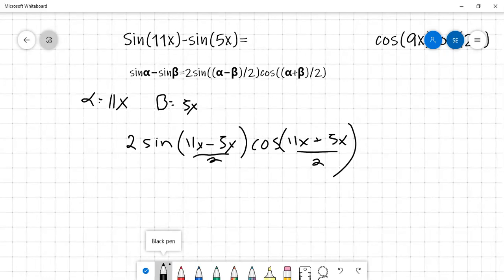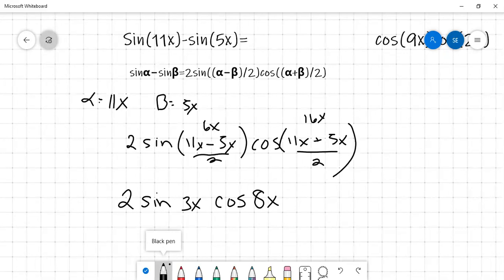Now we just simplify this. 11x minus 5x is 6x. 6x divided by 2 is 3x, so this becomes 2 sine of 3x. Cosine of 11x plus 5x, that's 16x. 16 divided by 2 is 8, so this is cosine 8x. So we get 2 sine 3x, cosine 8x.